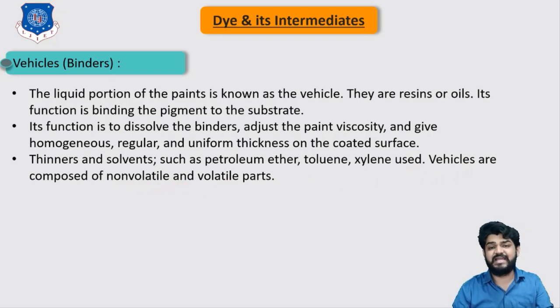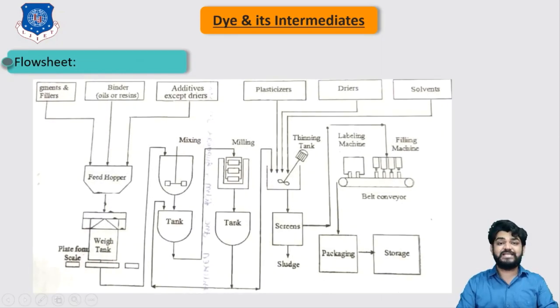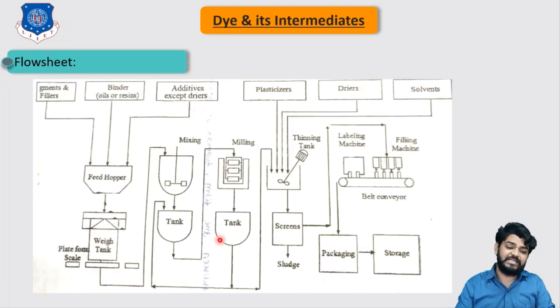So after understanding this, let's focus on the flow sheet for the production of paint. As you can see here, all the raw materials, that is fillers, blenders, color and pigment and different additives, are collected in the feed hopper, right? Then they are sent to a mixer where we continuously mix everything so that we have one uniform mixture. Then this mixture is directly sent to the milling unit where we mill our paints.